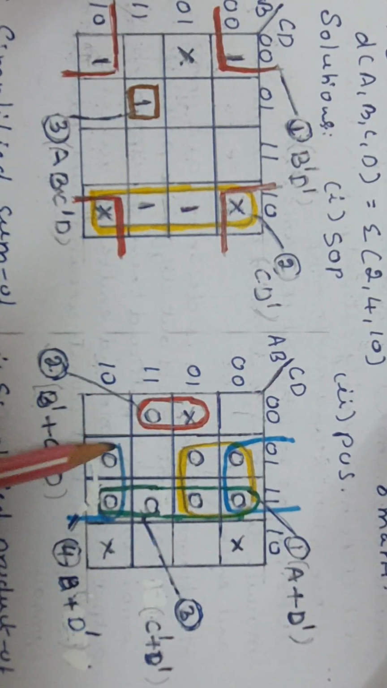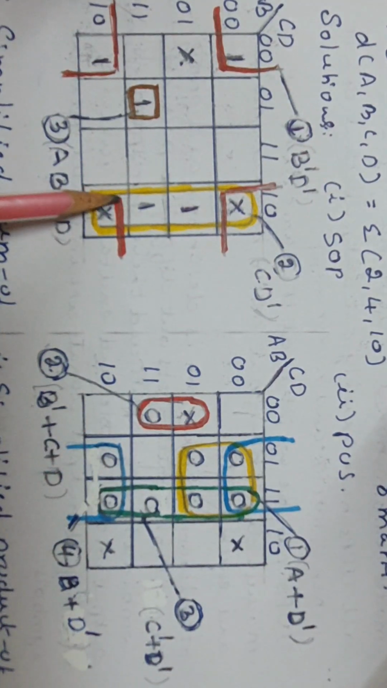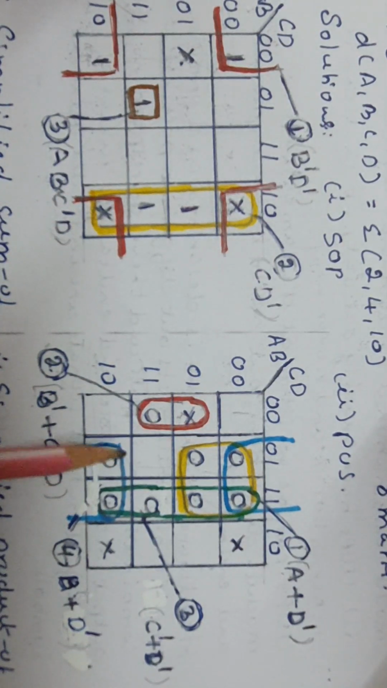After grouping, we have to find row wise what is common, column wise what is common. If 0, same as it is, we have to take the literal. If 1, the complement we have to take. Instead of AND, row wise plus column wise. So whatever is common, that term we have to write.